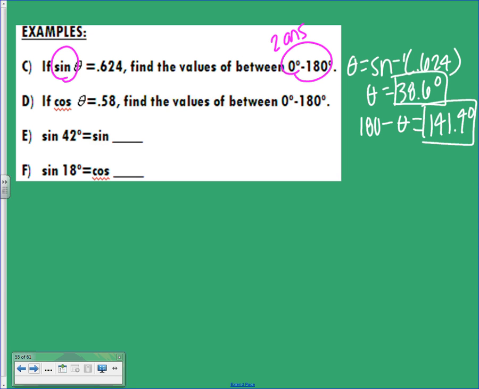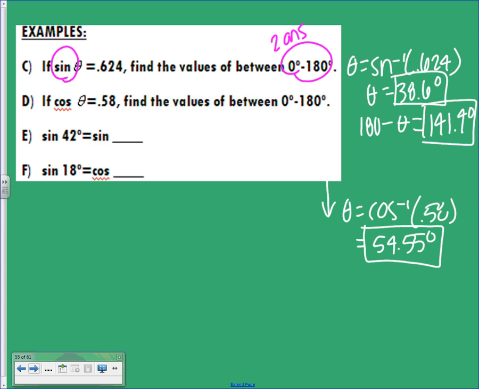So that's the tricky part. When you are taking the sine inverse, there are going to be two angles that give you that answer. So you have to do that and 180 minus that. If I look at example D down here, I have cosine of theta equals 0.58. Find the values. This time I would do cosine inverse of 0.58. If I do that, that's going to give me 54.55 degrees. There is only one solution because this is the cosine. So look carefully. With cosine, there was only one answer. So you are not doing 180 minus that, so be really careful there.